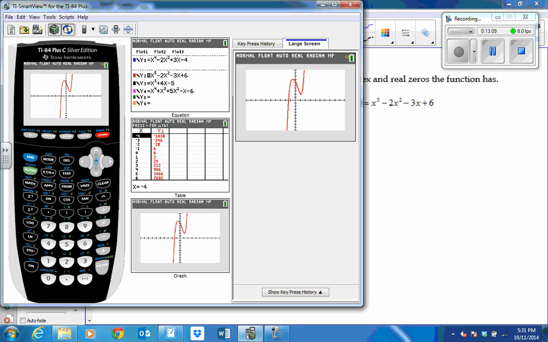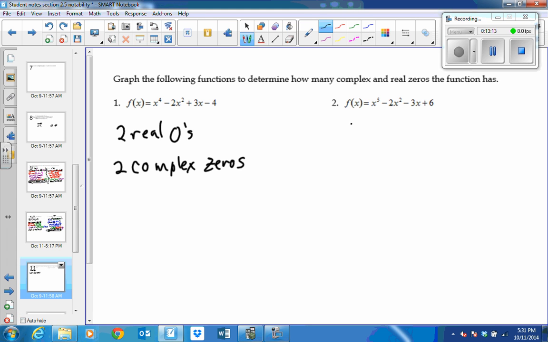So on this one, according to our graph, we only have one real zero. And because we have to have a total of 5 zeros, we must have 4 complex zeros.